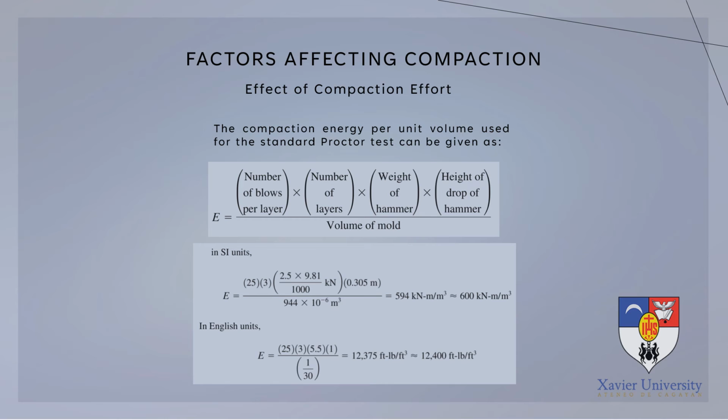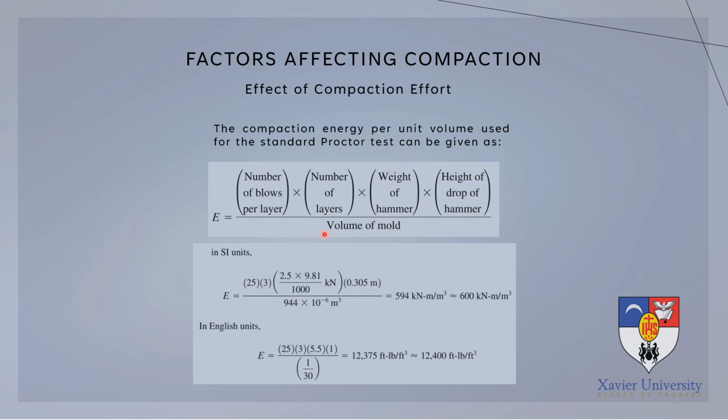So now the second factor that affects our compaction is the compaction effort. The compaction effort, or the compaction energy rather, per unit volume used for the standard Proctor test can be given as E, our compaction energy, which has the number of blows per layer, which is usually 25, and then the number of layers for our standard Proctor test, which is equal to 3.